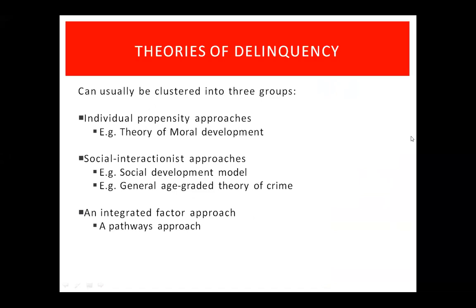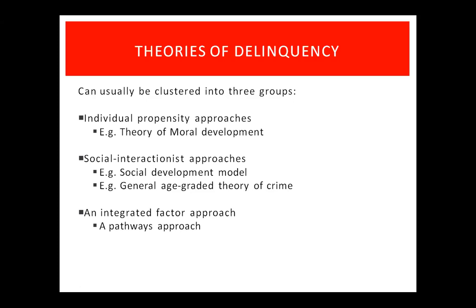All right. So this can be clustered into 3 groups. So individual propensity approaches, which is the theory of moral development. This is Kohlberg's theory of moral development based on the theories of Piaget. Don't worry too much about remembering the names because you will do a lot about them when you do psych of crime. But the individual propensity approaches are things within the individual. And the theory of moral development is that we go through stages of moral development in our lives, starting from the moment that we're born, that lead to how we think as adults. And I'll go through those a bit more on the next page.